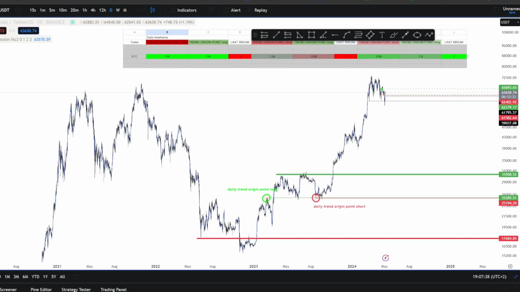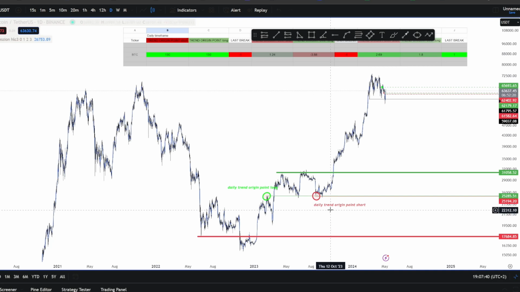Had we been, let's say, 30% under this bearish trend origin point right here, this would have been a deep red color, signaling a successful bearish trend. So it's the combination of being above a bullish trend origin point and also a bearish trend origin point.